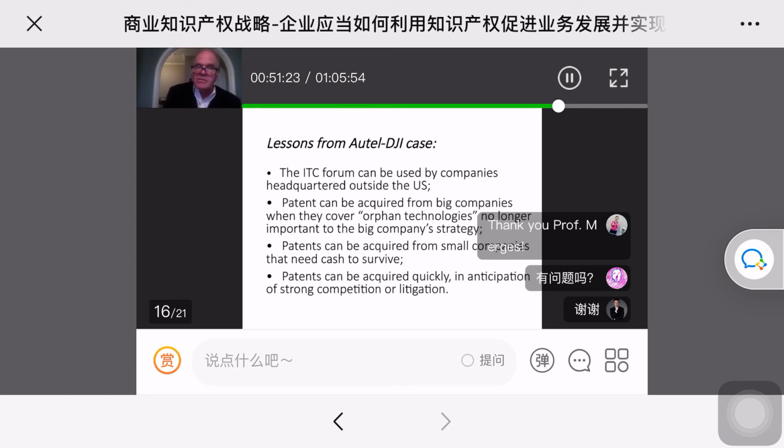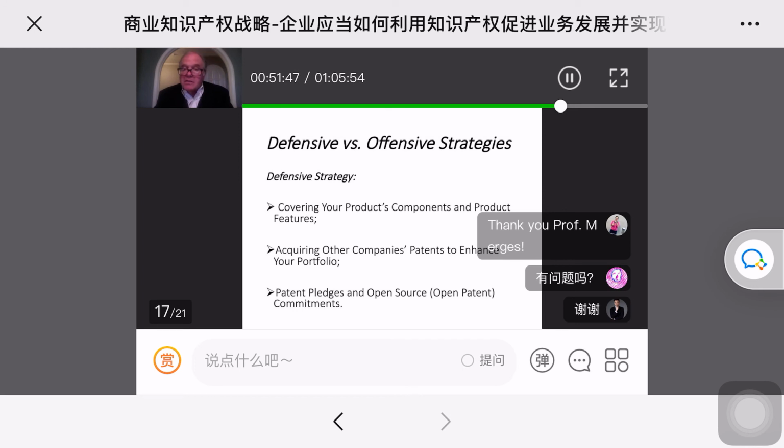Now, in the Autel DJI case, in many ways, the Autel strategy was a defensive strategy because DJI had some patents already. Autel was just trying to protect against those patents so it could enter the market. The acquisition of other company patents in this case was really designed to bring a little pressure onto DJI to keep DJI from dominating and pushing out Autel so that Autel could have a chance to enter the market.